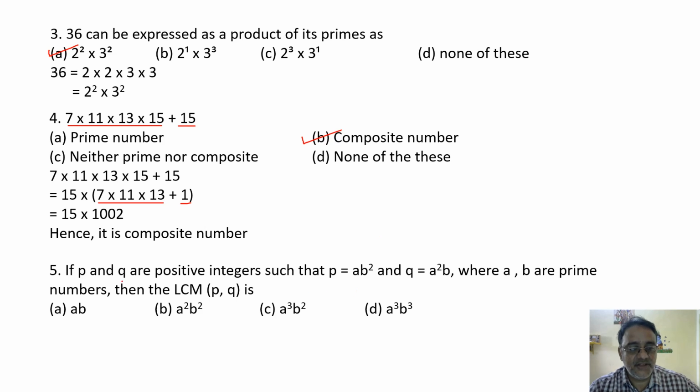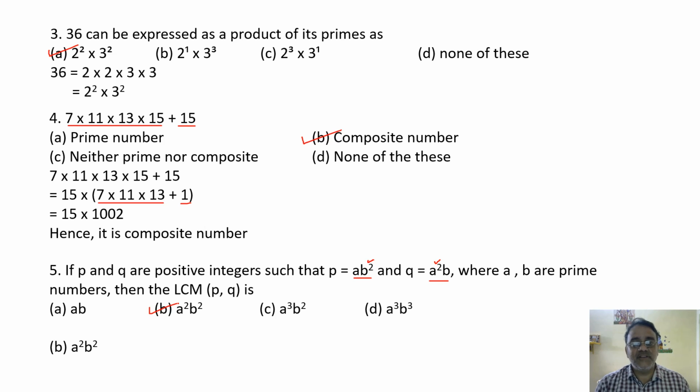Option B. Next question, if P and Q are positive integers such that P is equal to AB square, Q is equal to A square B, where A, B are prime numbers, then the LCM of P and Q. So what is the LCM? The product of all the prime factors with the highest power. So what is the highest power of A? 2. And the highest power of B? 2. So the LCM is A to the power 2, B to the power 2. And the correct option is B.